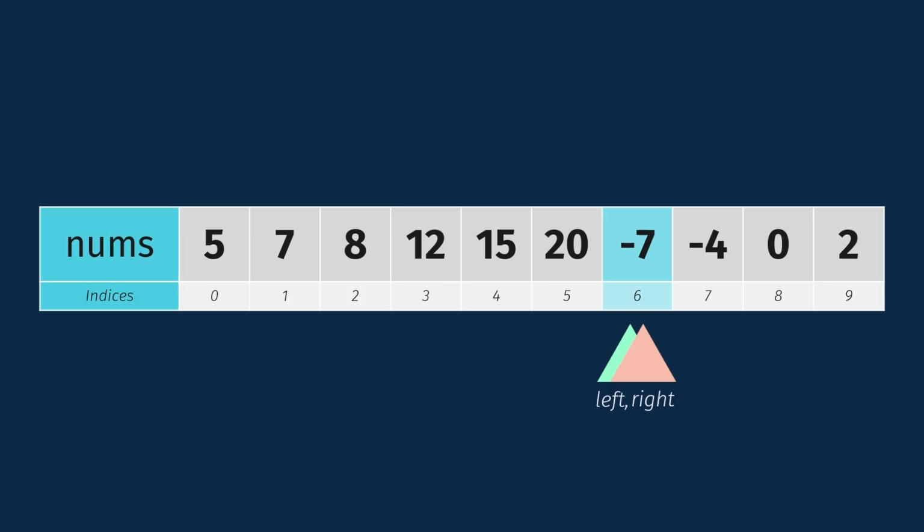And look at that. Our left and right pointers have finally converged. Both are now at index 6. When the pointers meet, our search is complete. We have found our answer. The minimum element is at this position, which is -7. So we simply return nums at the index of left or nums at the index of right, since they are the same now. And that gives us our final result.